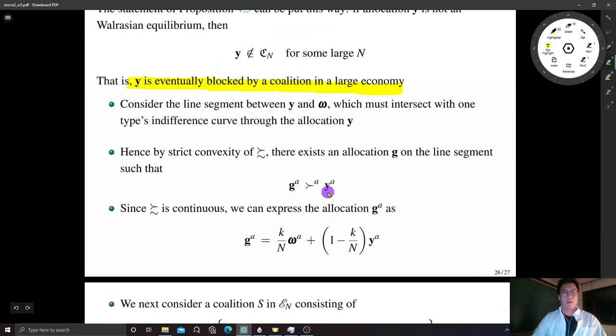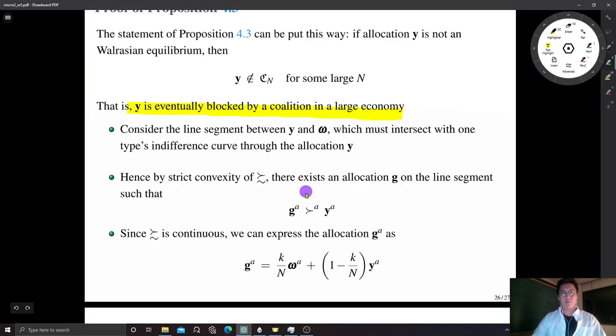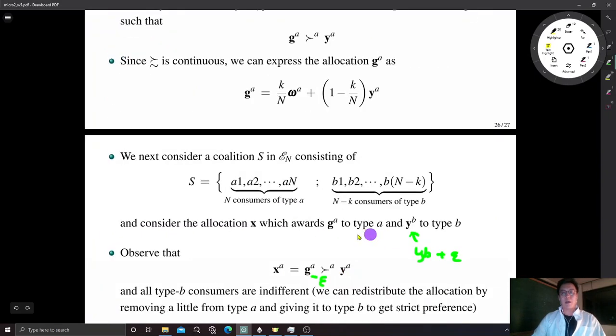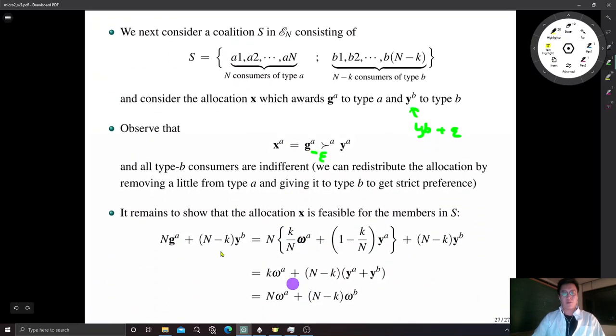Once again, we want to show that Y is blocked by some coalition. So we have to construct one coalition, and we have to find some allocation feasible inside this coalition, such that every member inside the coalition strictly prefers the new allocation to the previous one. And we just found the new allocation, that is X, awarding GA to type A and YB to type B. Now the remaining thing is we have to show that allocation X is indeed feasible inside of this coalition.